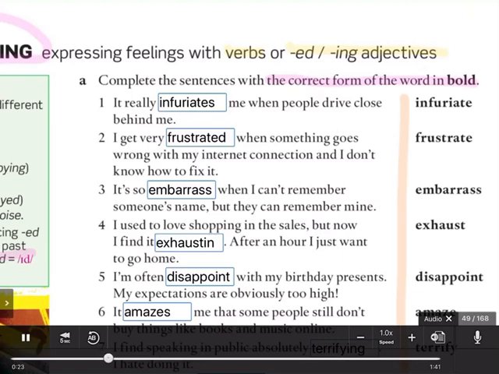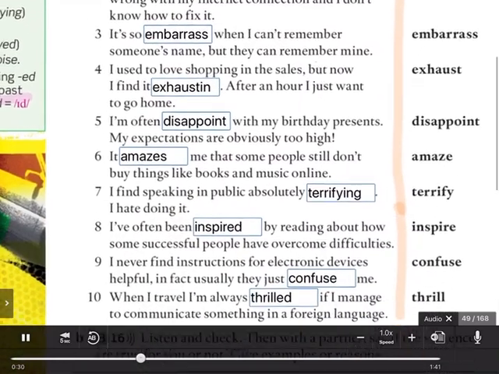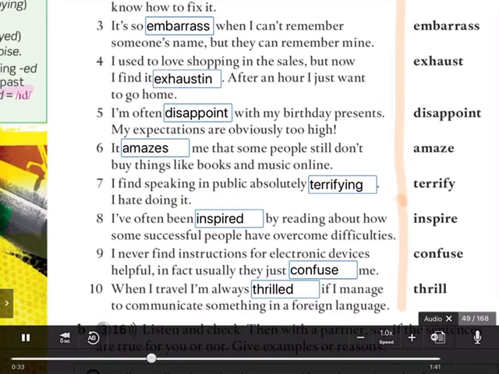3. It's so embarrassing when I can't remember someone's name, but they can remember mine. 4. I used to love shopping in the sales, but now I find it exhausting. After an hour, I just want to go home. 5. I'm often disappointed with my birthday presents. My expectations are obviously too high. 6. It amazes me that some people still don't buy things like books and music online.